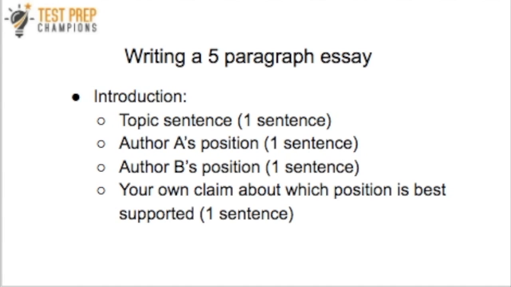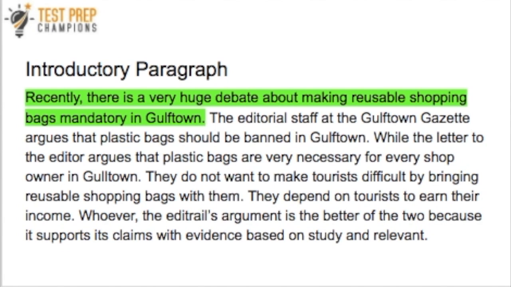A good introduction should start off with a topic sentence, then it should mention author A's position and the other author's position. You can do this in one big sentence or in 2 separate sentences, which is what I recommend. But the most important point is to make your own claim about which position is best supported by the evidence. So now let's take a look at your introductory paragraph.